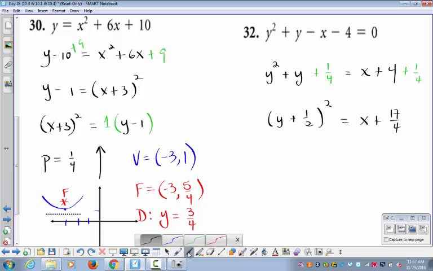-17/4. All right, so what is the vertex? -4, -17/4.